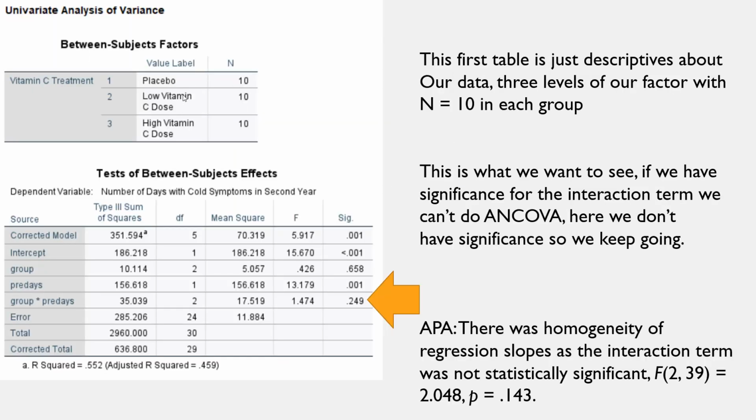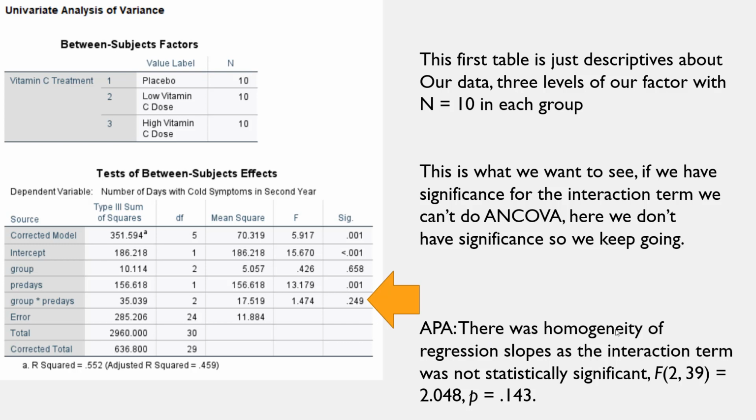Our first table just tells us the levels of our factor. So this is what we want to see. If we have significance for the interaction term, we can't do an ANCOVA. We might have to go back and do a mixed repeated measures ANOVA. But we don't have a significant interaction here, so we have homogeneity of regression slopes because this is not significant.